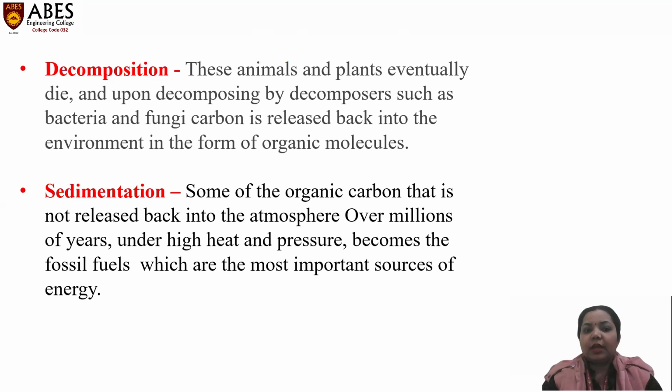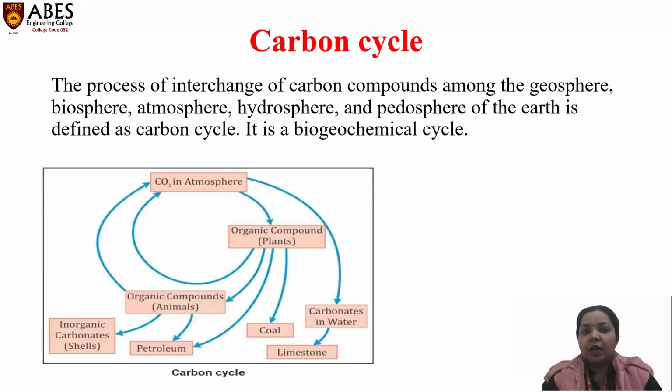Some organic carbon that not released back into the atmosphere is converted into fossil fuels under high pressure and heat. It is converted in the form of fossil fuel. And when this fossil fuel is used by different human activities like automobiles and production of energy, then it releases carbon dioxide, which then incorporated with environment in the form of carbon dioxide itself. So these are the steps of carbon cycle, and here we can discuss it with the help of this diagram.